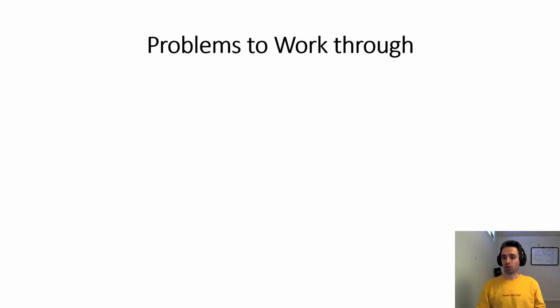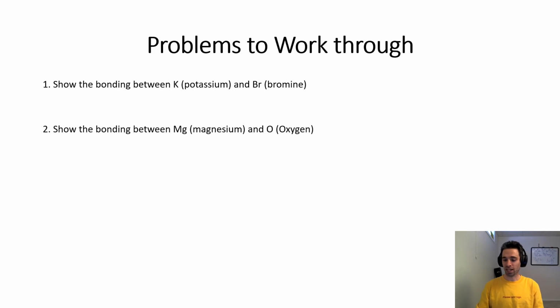So you should work through the following problems. The first problem, show the bonding between potassium and bromine. This will follow the same exact protocol or visual description as the reaction from the previous slide. So just work through that problem to make sure you understand how the electron transfer is occurring and which atom becomes positive and which one becomes negative.